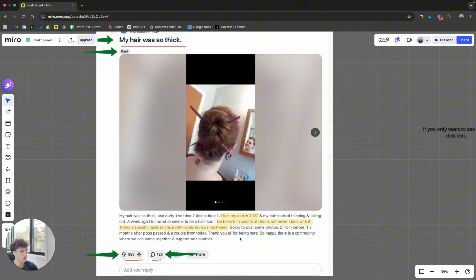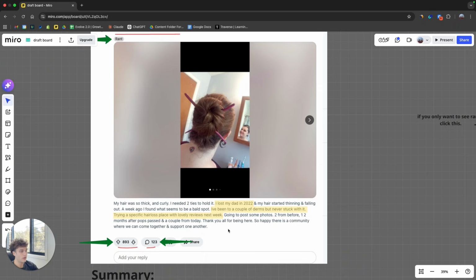So, you know, she lost her dad in 2022, and then her hair started falling out. She's been to a couple of dermatologists, but never stuck with it. So these are situational based experiences here. Trying a specific hair loss product with lovely reviews next week. So that is going to be another situational based experience and a product based experience, maybe, depending if she buys products at the hair salon, whatever.